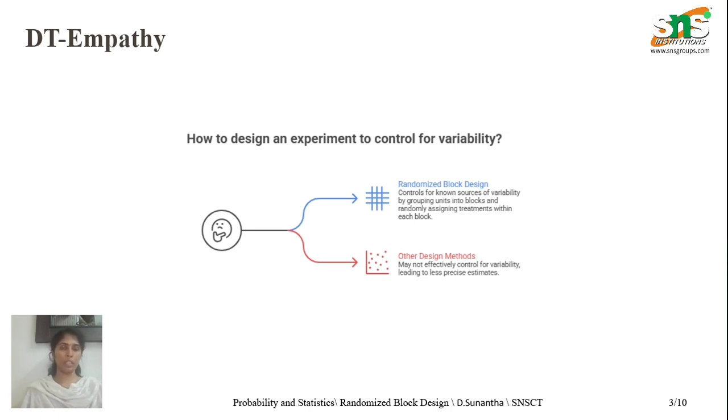Next is the empathy part, in which we are going to see a farmer testing a fertilizer on land with varying fertility. Some areas are highly fertile while others are less fertile. So if the treatment is assigned randomly without considering the fertility differences, the result may vary and become misleading. So each block contains plots, and treatments are randomized within each block. This idea is called randomized block design.